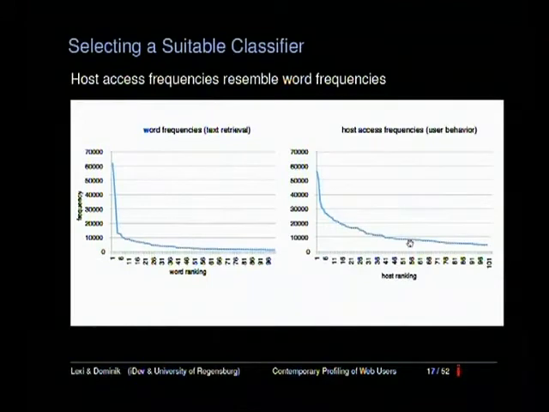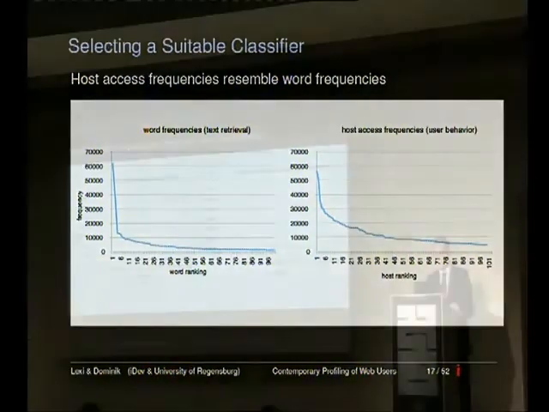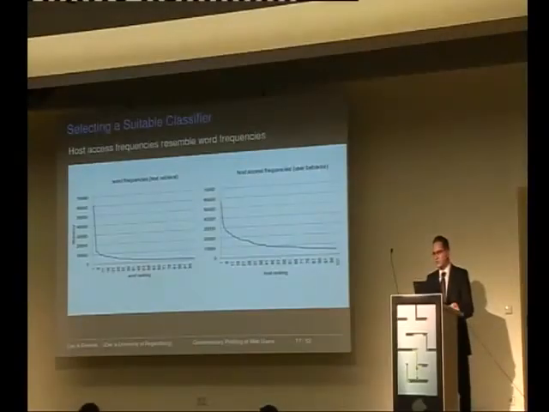The question is, which classifier should we take here? And this is a problem of its own, obviously, for those who are familiar with machine learning at least. We observed that the total host access frequencies, so the number of times a host name is accessed by a large population of users, closely resemble the word frequencies in natural language. So on the left side, you see the distribution of words in the Bible. On the right side, you see the distribution of hosts if you have a large user base, like here at CCC. And those are obviously similar.